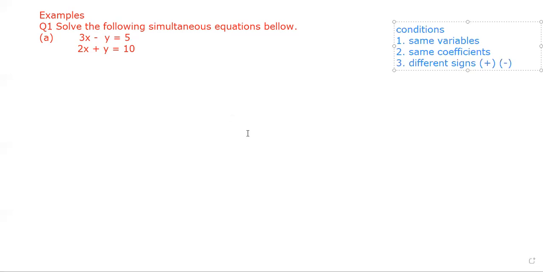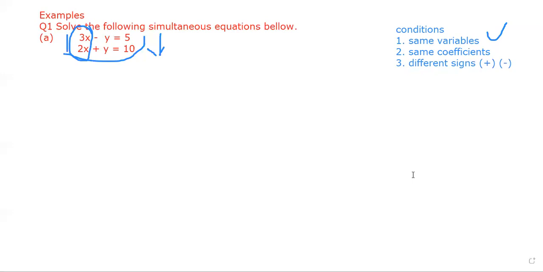Now let us consider this question that we have right over here. Can you see now, when you say these conditions, we are talking about a vertical arrangement. So let us verify on this part here. Do we have the same variables? The answer is yes. We have X on top, we have X at the bottom. The variables are the same.